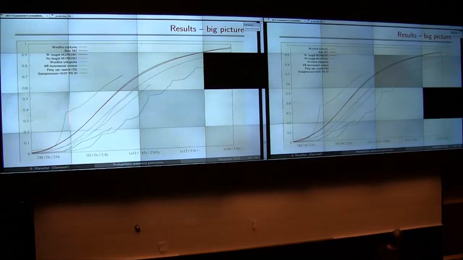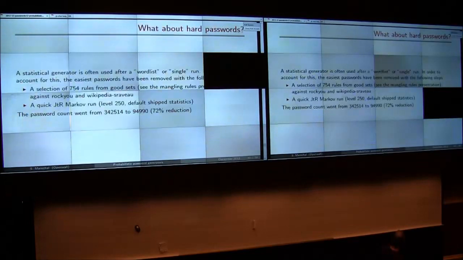Okay, and also this curve, actually nobody cares about it, because nobody cracks like that. Usually what you do is that you start with your word list, and you remove all the easy passwords, and then you try the more complicated stuff. So that's exactly what I did. I ran a huge word list with, at the same time, Google and Wikipedia with a lot of rules. I removed all the bad passwords. I also ran the old Markov mode at default level, and that means I only have now 28% of the original passwords.